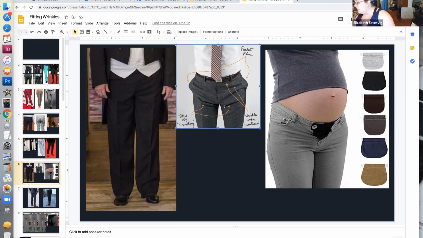All right, so basically this is the same sort of thing. It's too small over the belly, and so what you want to do is let it out there so that the fabric can walk its way back up the body instead of trying to run its way to a smaller spot.